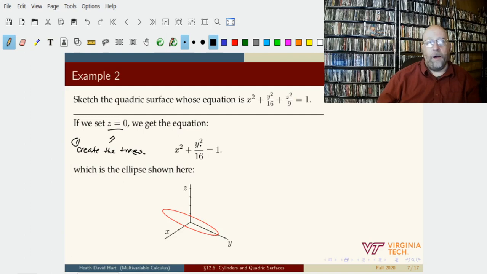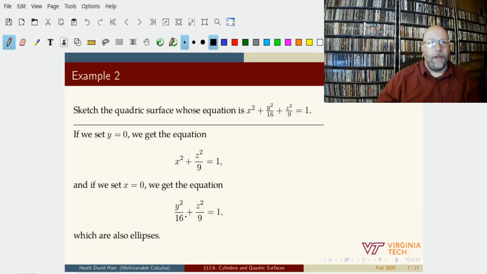The intercepts are at y equals 4 and at x equals 1. So we go 4 units out on the y-axis and negative 4 units out on the y-axis, and 1 unit and negative 1 unit in the x direction. So that's what the trace looks like here. Okay? If we set y equals 0 and we set x equals 0, we also get ellipses. Let's draw all 3 traces now. We created the traces. We're going to draw all 3 traces.